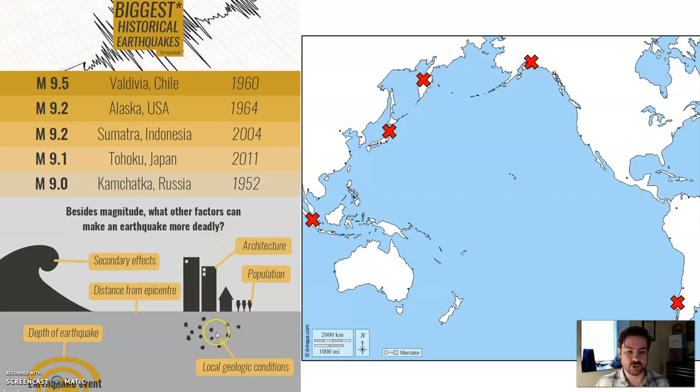All right. The geologic conditions. What kind of rocks are underfoot? How deep was the earthquake? Was it closer to the surface where a lot of that energy is going to reach the surface? Or is it further down where that energy kind of dissipates away? When you're talking about just a magnitude, 9.0, it doesn't explain any of that stuff. It's just a measurement of how much energy was released.